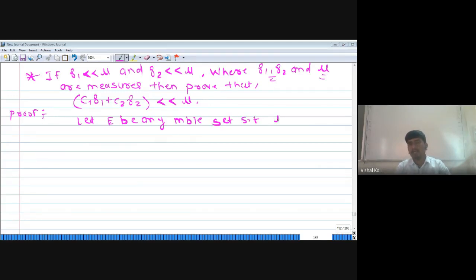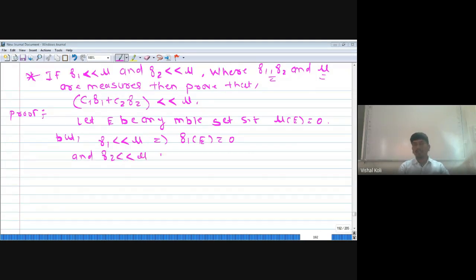such that measure of that set E equal to 0. We have gamma 1 absolutely continuous with respect to mu. As gamma 1 is absolutely continuous with respect to mu and mu of E equal to 0, this implies gamma 1 of E must be equal to 0. And also gamma 2 is absolutely continuous with respect to mu, which implies gamma 2 of E equal to 0, which is from the definition of absolutely continuous measures.